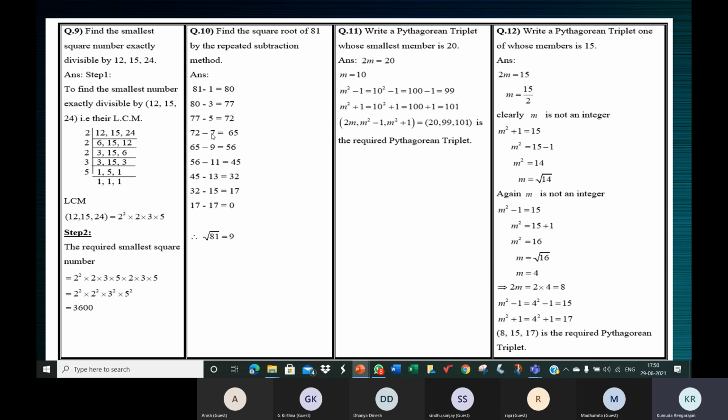72 minus the next odd number. So keep doing this till you get remainder 0. Again, don't ask me what if we don't get remainder 0. If the number is a perfect square, you will get 0 as the remainder. Now in how many steps did we get this remainder 0? 1, 2, 3, 4, 5, 6, 7, 8, 9 steps. We took 9 steps to get the remainder 0, which means the square root of 81 is 9. So this is finding the square root of a number by the repeated subtraction method.